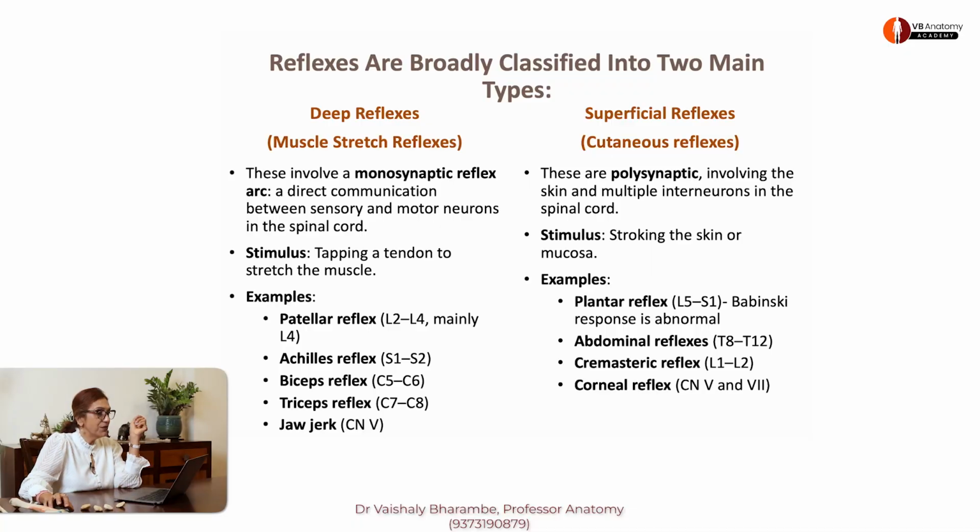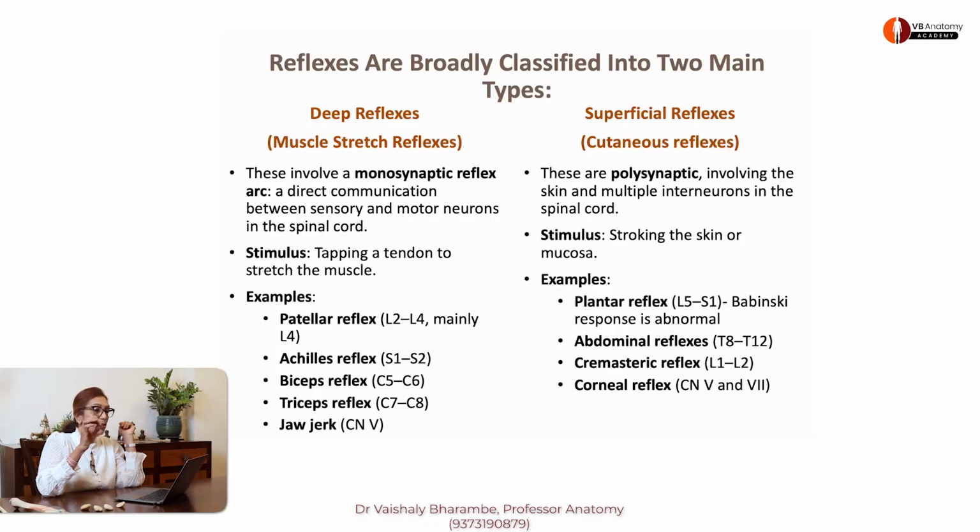In superficial reflexes, you use the skin and mucosa strokes to study the body. These are polysynaptic, involving skin and multiple interneurons at the level of spinal cord. Examples are superficial reflexes, plantar, abdominal, cremasteric, corneal. They're all superficial reflexes. But let's come to deep reflexes.